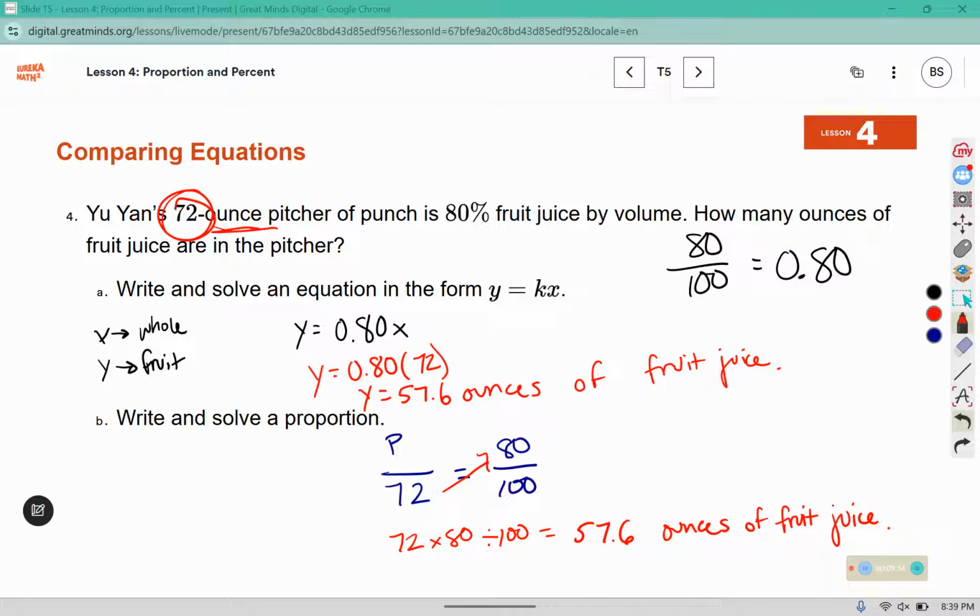So these are just different versions of writing similar equations. Instead of using x and y, we're using w to represent the whole and p to represent the part. We've replaced x, the whole, with 72, and w, the whole, with 72.